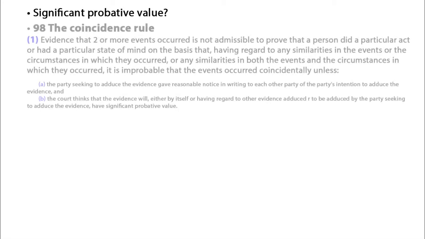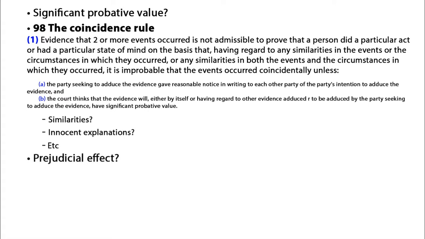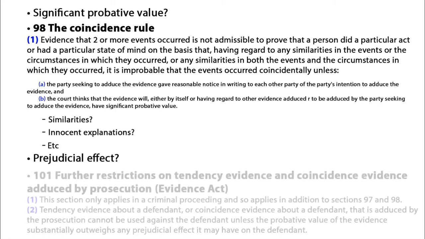Again, the first step is to ask, does this evidence possess significant probative value? And in order to address this, we need to look to those factors contained in Section 98 of the Evidence Act. What of the similarities between these events? What about potential innocent explanations? What about the circumstances in which they occurred, etc., etc.? And once you've accepted that it does in fact possess significant probative value, you need to assess the prejudicial effect of the evidence with regards to Section 101.